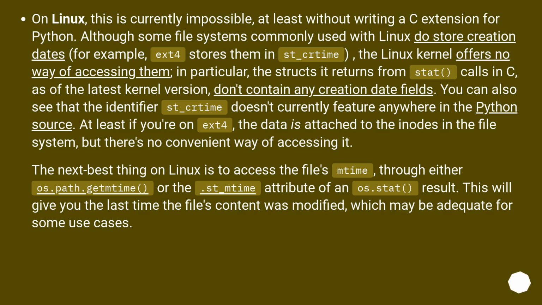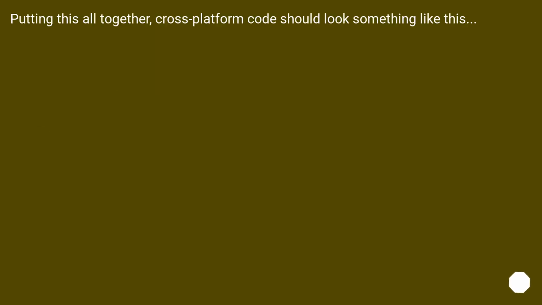At least if you're on ext4, the data is attached to the inodes in the file system, but there's no convenient way of accessing it. The next best thing on Linux is to access the file's mtime, through either os.path.getmtime or the .st_mtime attribute of an os.stat result. This will give you the last time the file's content was modified, which may be adequate for some use cases. Putting this all together, cross-platform code should look something like this.